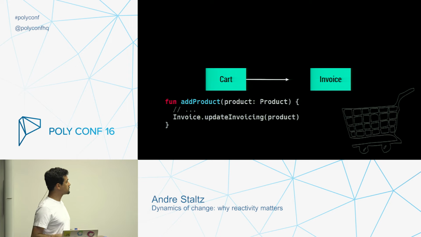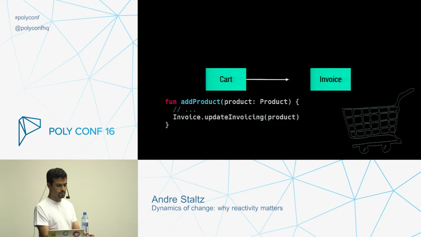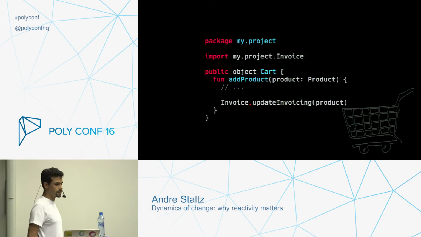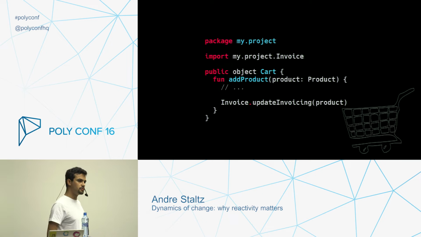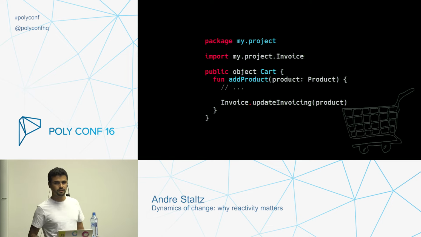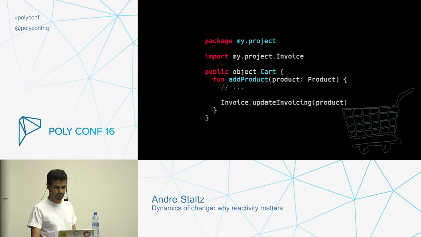If it lives in the arrow tail, it means that inside the cart module, you have some kind of code that says, update the invoice. Basically, when you add a product, we're going to call invoice.update. So if we look at a bit of this code in Kotlin, which is similar to Java, we import the invoice singleton, define this other cart singleton, and then we have a function that when we add a product, we call the invoice singleton to update the invoicing total.